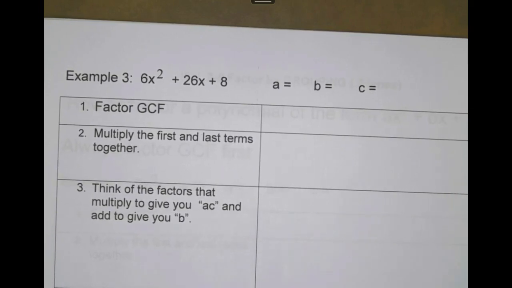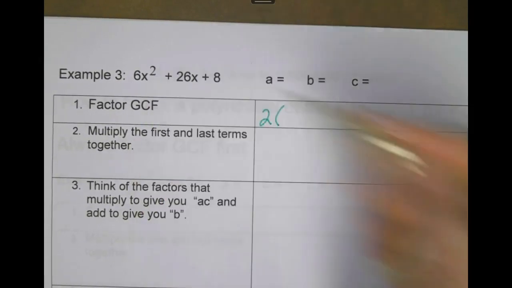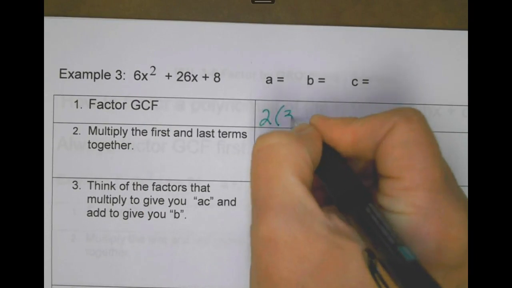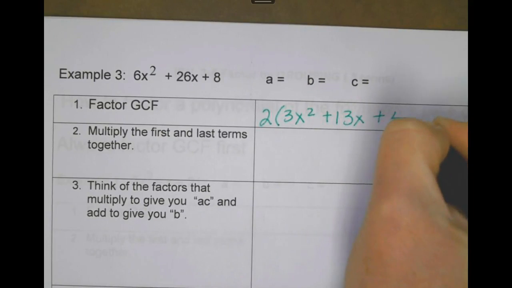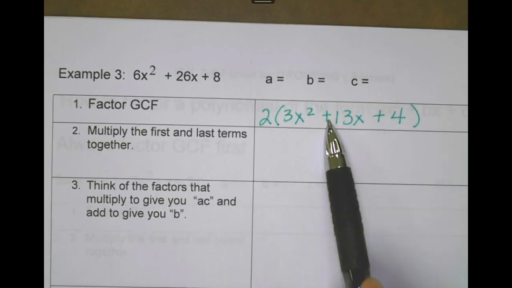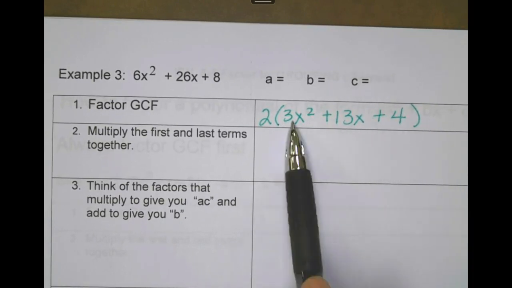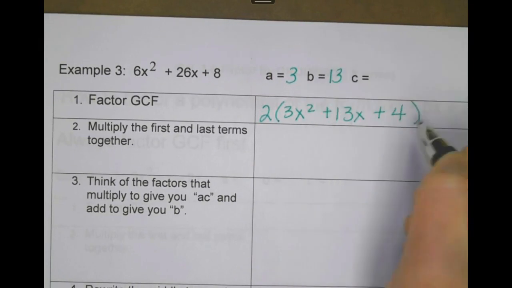So, does it have a GCF? We finally have one with a GCF. It has a GCF of 2. The first thing we're going to do is factor out a 2. After you factor out the 2, look at this one right here to write down your A, B's, and C's. Looking at this one right here, what is your A? And your B? And your C?